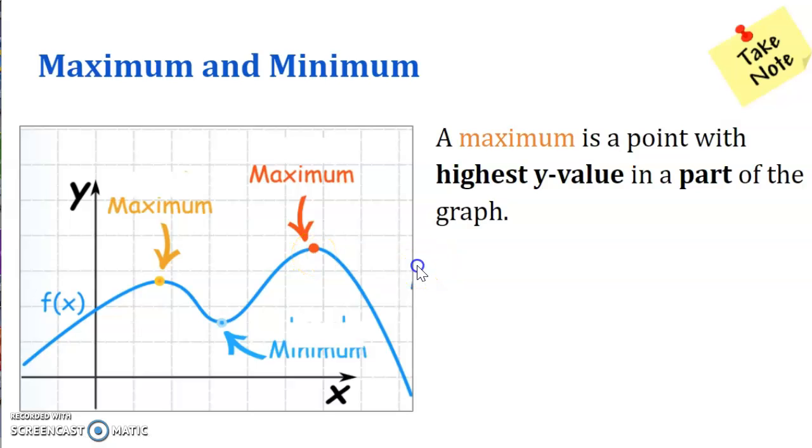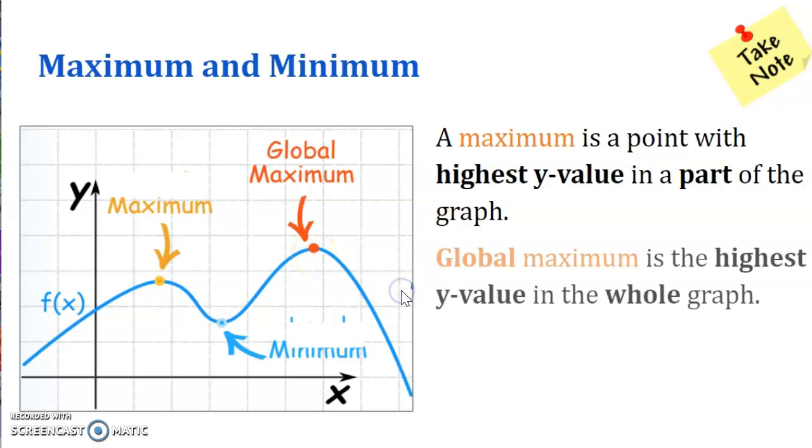Okay, but of the maximum, we describe it in terms of global maximum. Global maximum is the highest y value of the whole graph. When you talk about something being global, we're talking about the whole world, right?